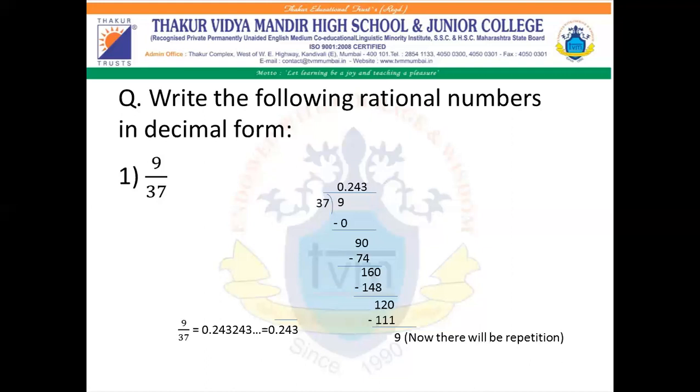If we proceed with the division, we will come to know that the digits 2, 4, 3 are recurring. So the decimal form of 9 upon 37 can be written as 0.243243 and so on. That is equal to 0. recurring 243.